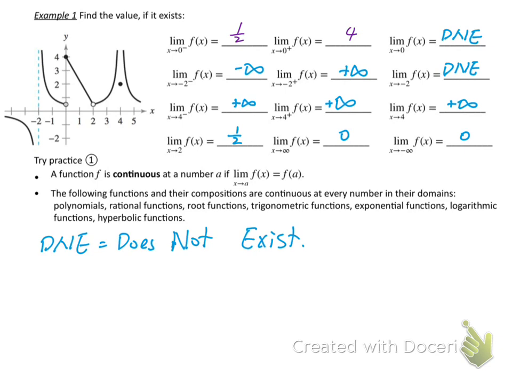A function f is continuous at a number a if the limit of f of x as x approaches a is f of a. What it says is, let's use 2 as the example, that's the best. We have a limit at x equals 2. When x approaches 2, f of x goes to 1/2. That means if you want it to be continuous, f of 2 will have to be 1/2.